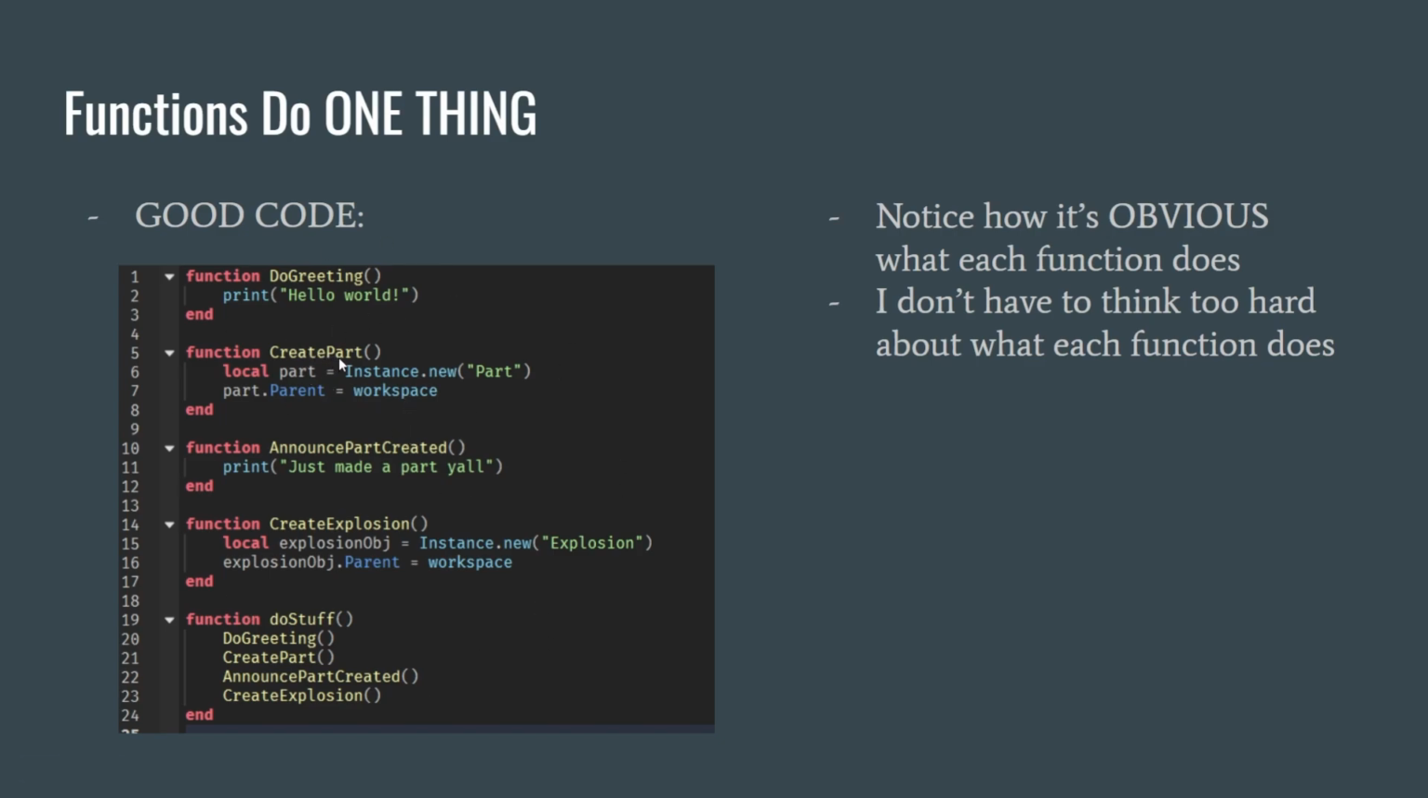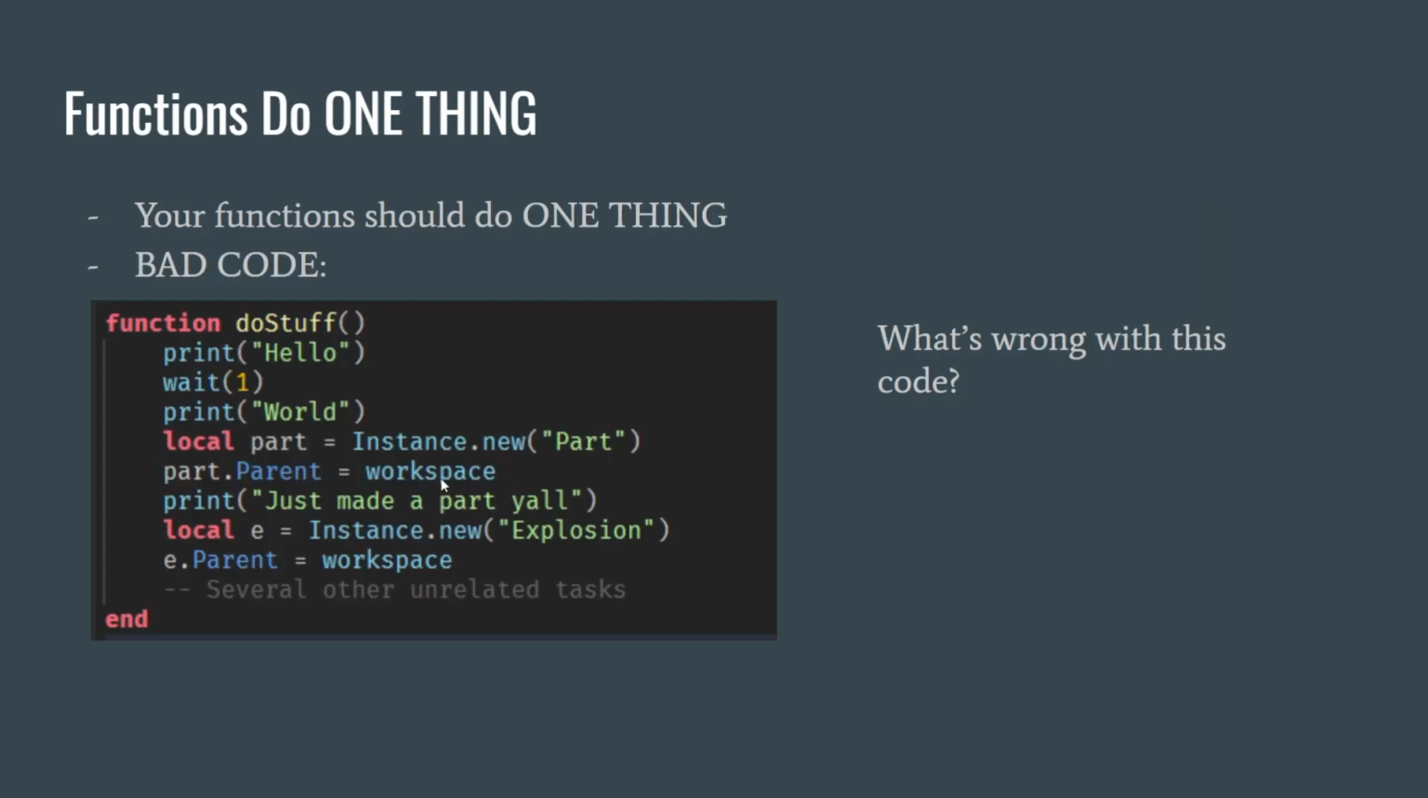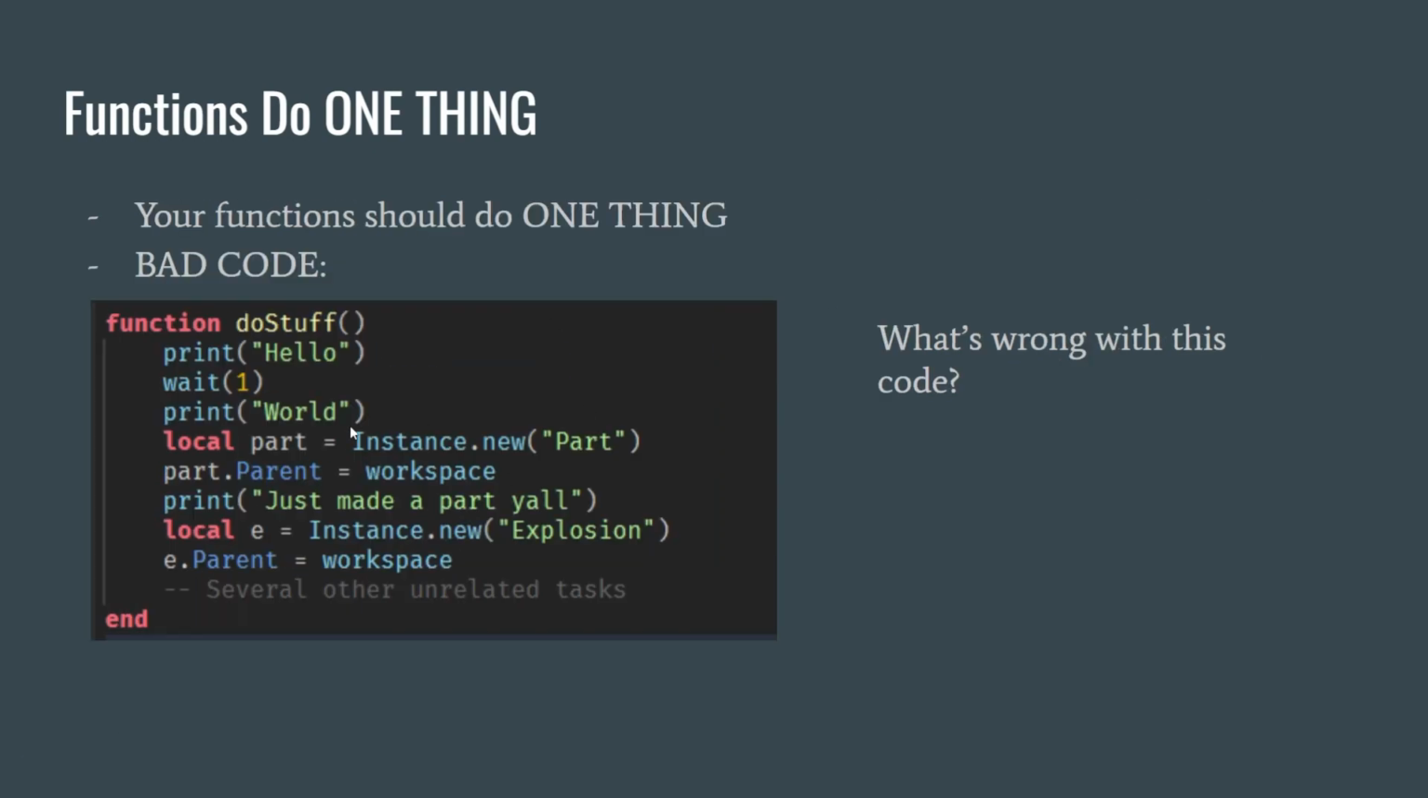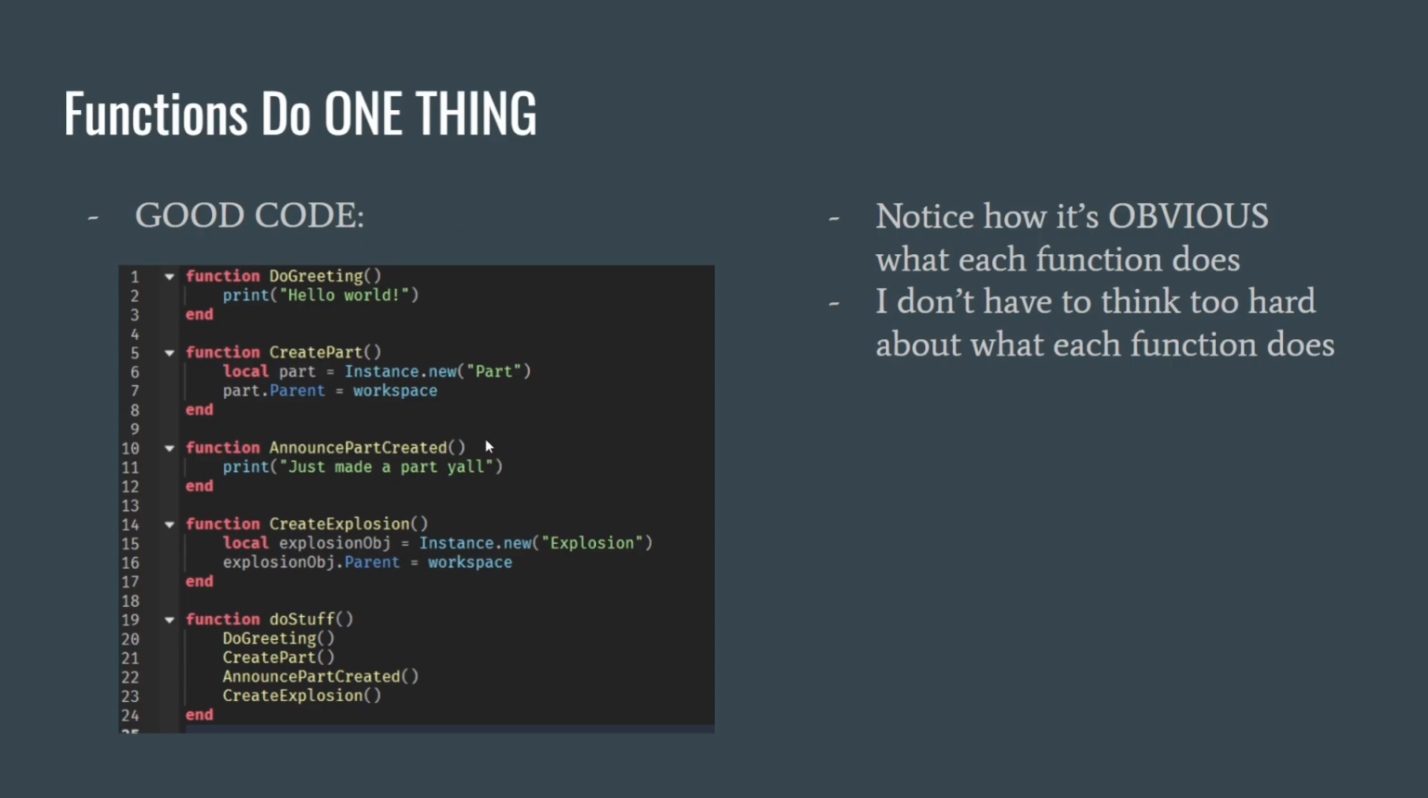Create part, all that's doing is creating a part. Announcing part created, all that's doing is just printing that you made a part. Which one would you rather read? Would you rather read this one or would you rather read this one? 1 or 2? I would much rather read 2. It's just line by line, it just tells you what it is, right?